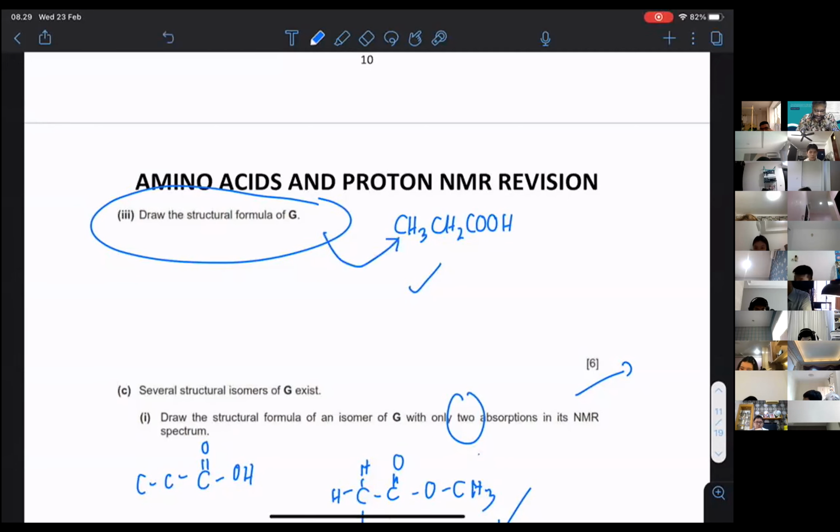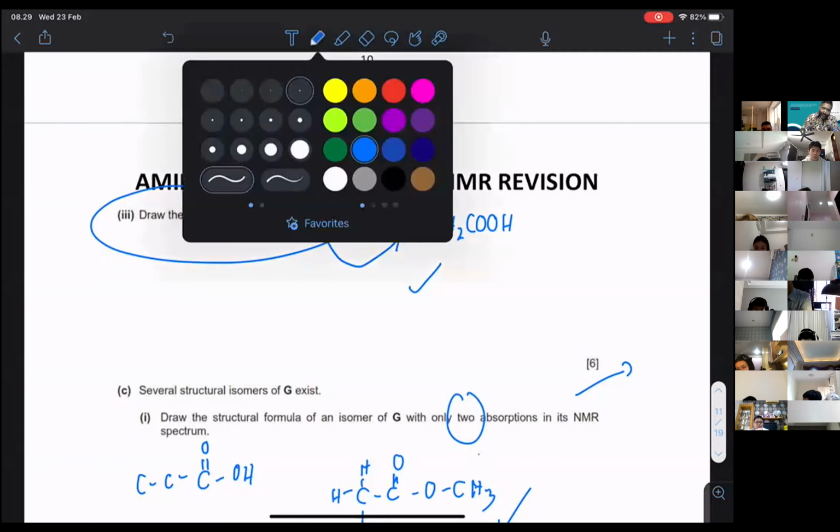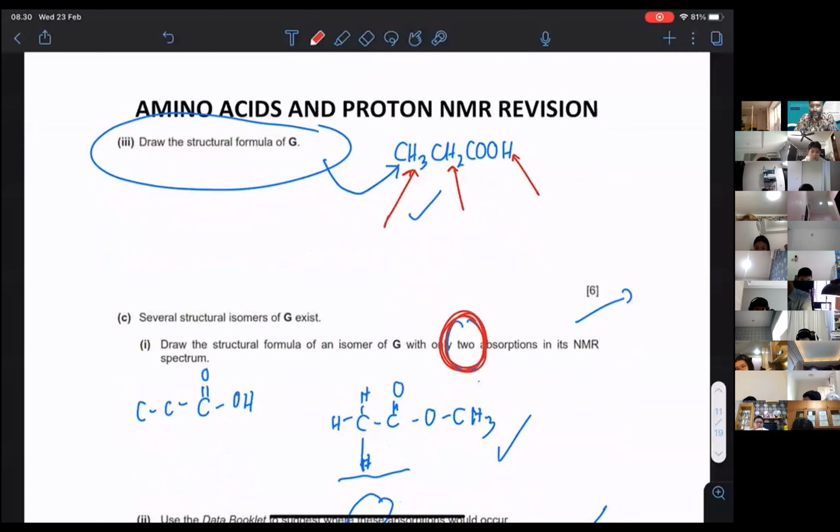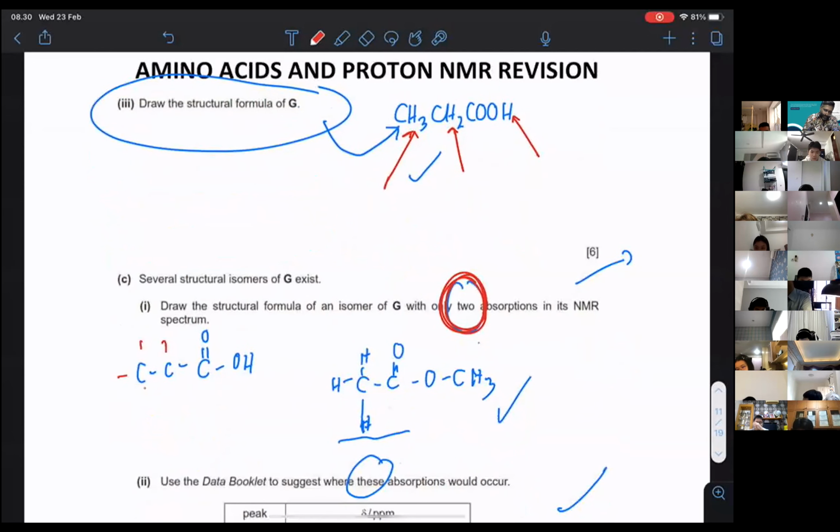Now, several structural isomers exist. Draw the structural formula of an isomer of G with only two absorptions. So now, if I look at it, I will have a total of how many absorptions? I will have one absorption here, another environment. So in total I have three absorptions, which I don't want because they want only two. So I need to come up with a structural isomer. The first structural isomer that I came up with is the normal one, the carboxylic acid, which I know for sure is not what they want. So I need to rearrange so that I get something that only gives me two absorptions. So no need to think so much.